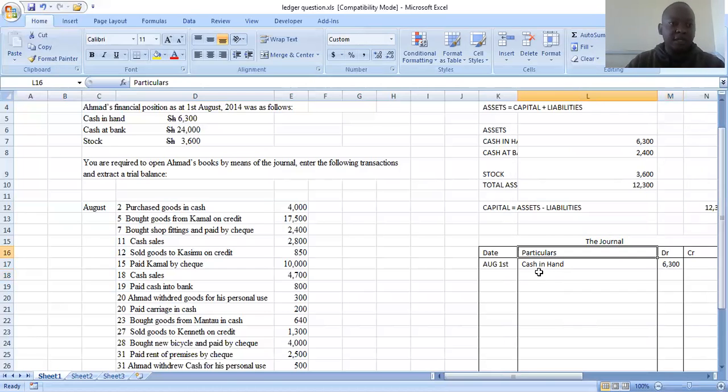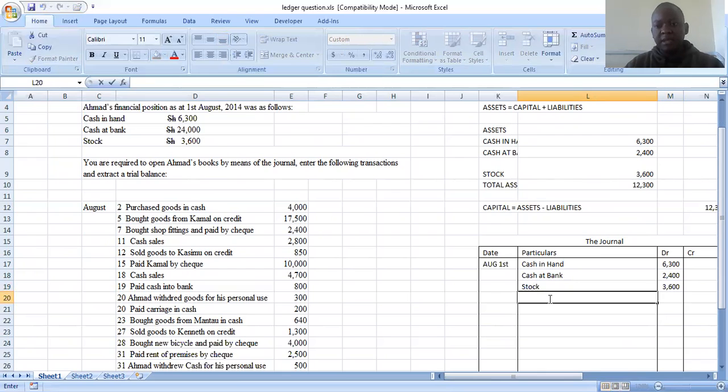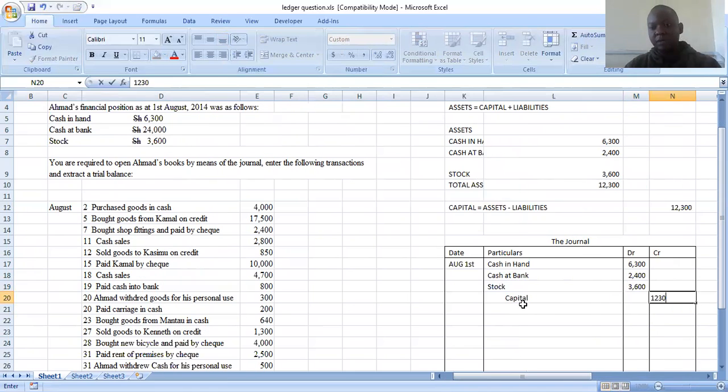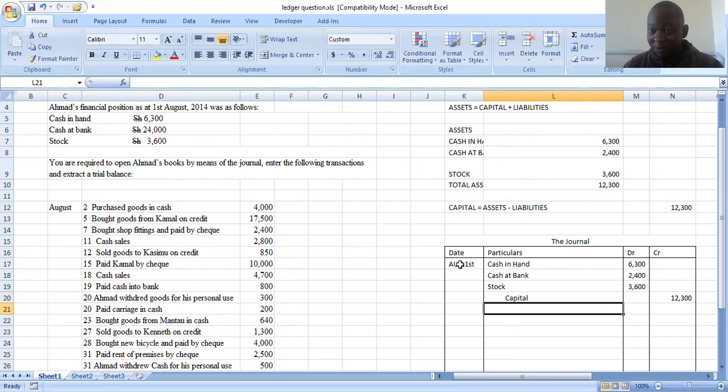Then the other item we have is cash at bank, which is 2,400. Then the other item is stock, which is 3,600. And then we have the other item, capital. So you have to equate this. The two sides of the ledger have to be equal. And our capital, as we have found, is 12,300. So that is the opening part of the journal. So this is the journal that we are preparing.